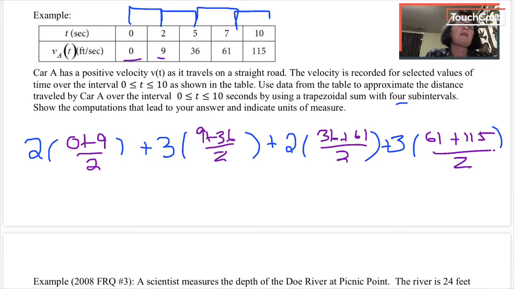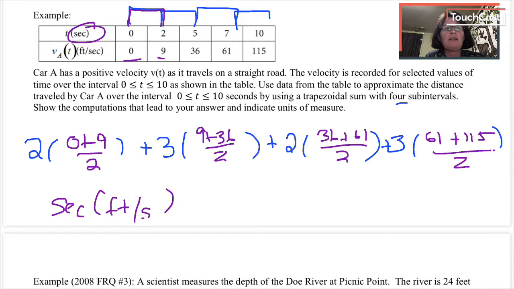My units: the width of every trapezoid is a difference in time, so time is measured in seconds. And every height is an average of two velocities, where velocity is measured in feet per second. So my seconds are going to cancel out. I'm going to have final units of feet. I'll let you simplify that expression.